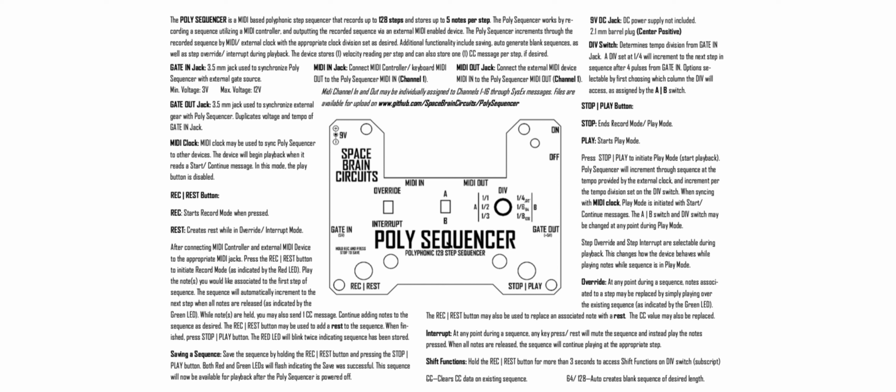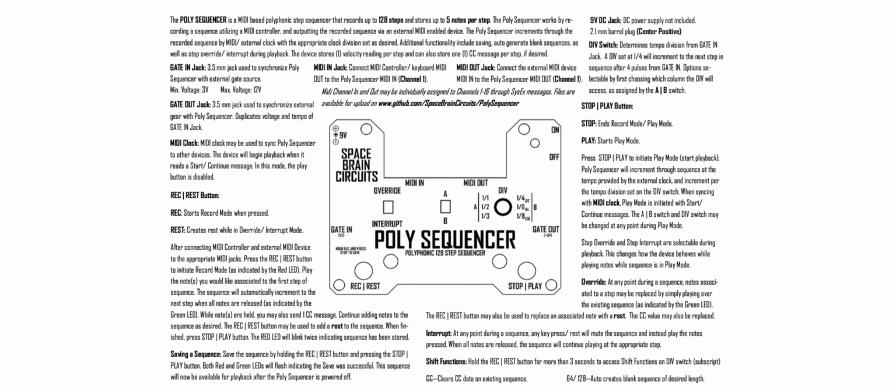9V DC jack. DC power supply not included. 2.1mm barrel plug, center positive. DIV switch determines tempo division from gate in jack. A DIV set at 1/4 will increment to the next step in sequence after 4 pulses from gate in. Options are selectable by first choosing which column the DIV will access as assigned by the A/B switch.